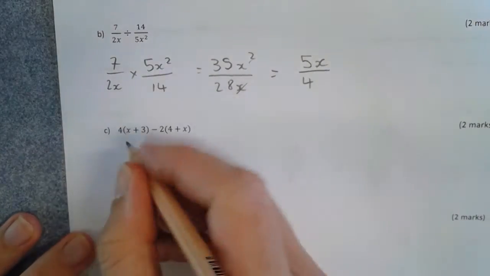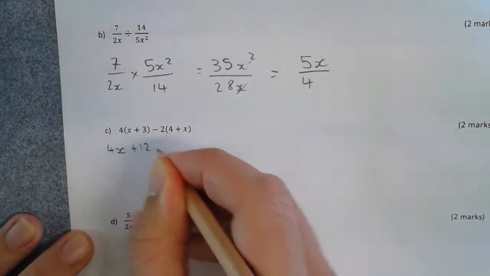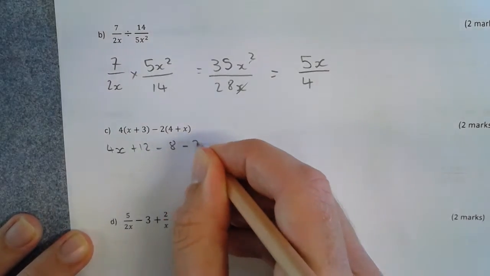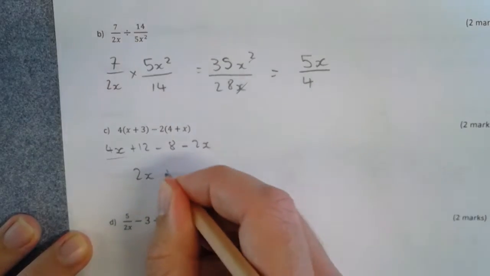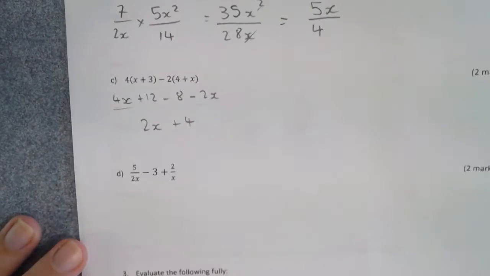Here we expand and simplify, so you get 4x plus 12 minus 8 minus 2x. 4x minus 2x is 2x, and 12 take away 8 is plus 4.